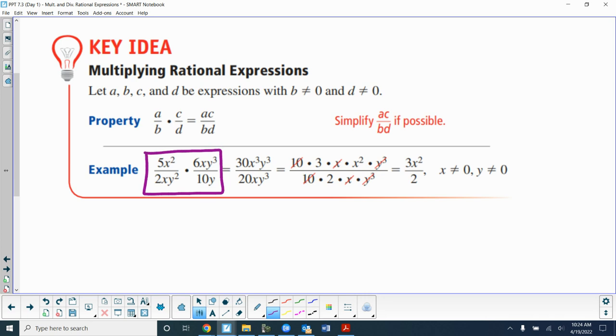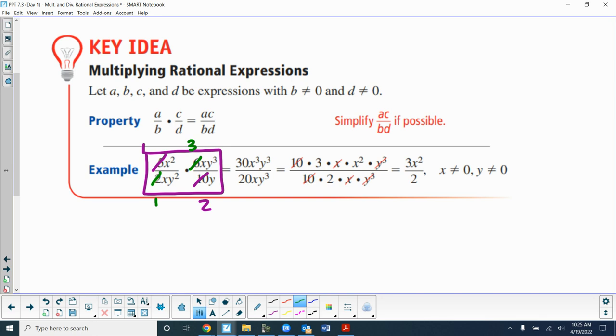Okay? And I'd say to myself, how many times does 5 go into 5? Once. How many times does 5 go into 10? 2 times. And then I look at the 2. How many times does 2 go into 2? Once. How many times does 2 go into 6? 3. Okay? So there's my 3, there's my 2.